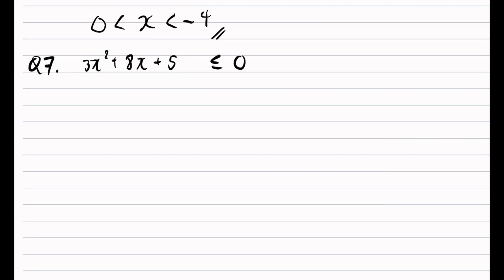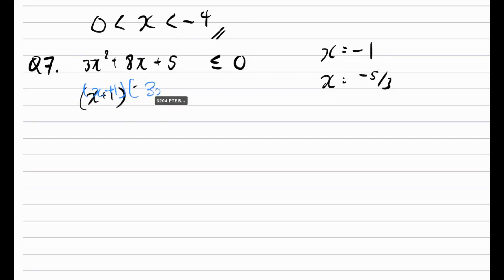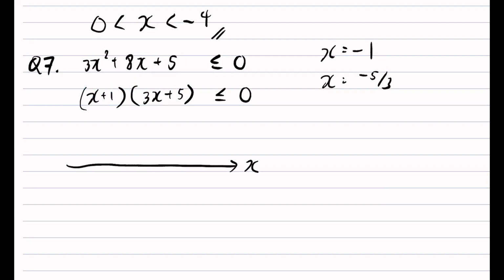3x squared plus 8x plus 5. Use a calculator. I got x equal -1, x equal -5/3. So when you factorize, you get x plus 1 times 3x plus 5, less than or equal to 0. Happy or sad face now? Happy face. So you draw the x-axis, draw a happy face.